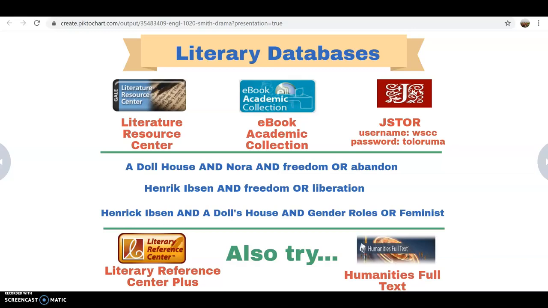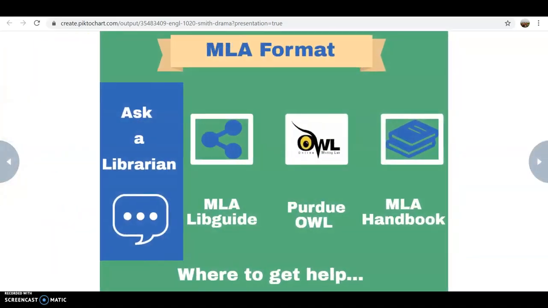Now the last slide before I end this video is just a reminder that you will be using MLA formatting. The library has a citing your sources tab on its page, so that MLA LibGuide will be helpful. The Purdue OWL site is like my best friend as far as MLA and APA go, and you might even have a handbook that you can consult. I recommend the Purdue OWL site the most out of all these three. You do have to navigate it a little bit more, but it has all the answers you need for how to cite your sources.